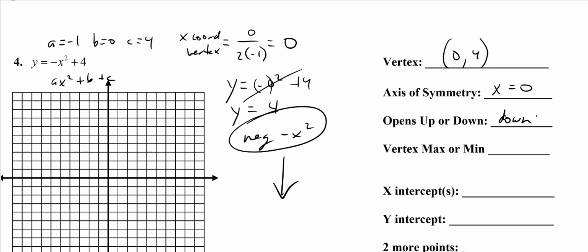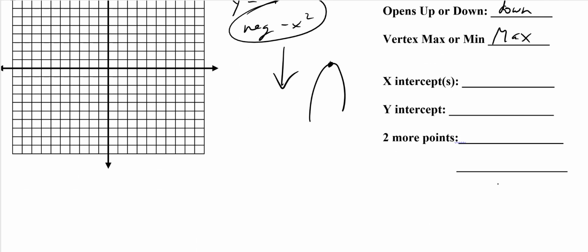And what is that, the highest or max? Is it the maximum or minimum point? Well, because it's going down, think logically. Oh, it's going down, so it's the highest, so it's the maximum point. Okay? All right, so let's do the intercepts.